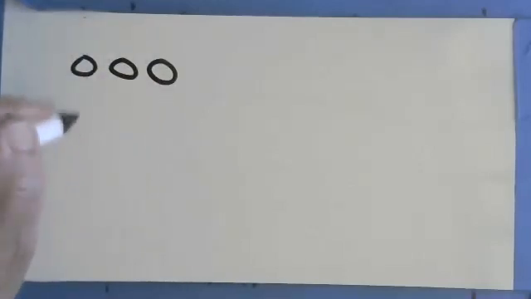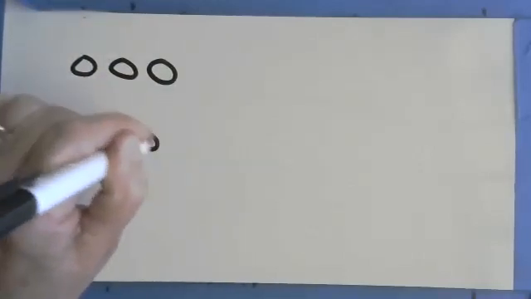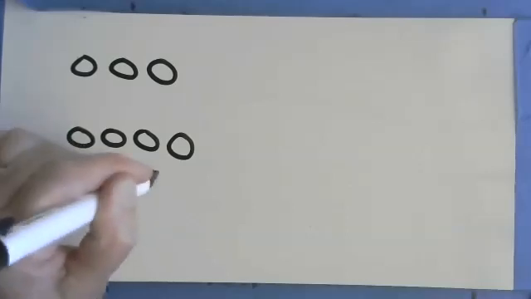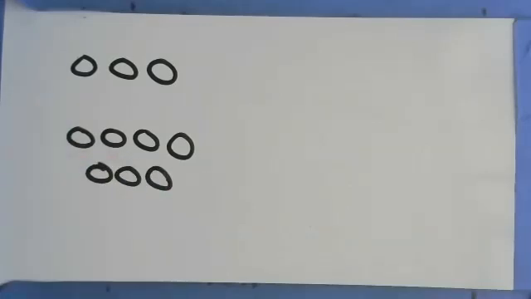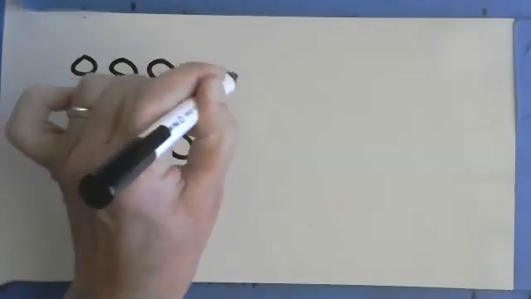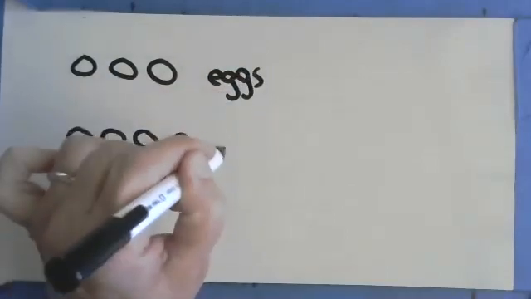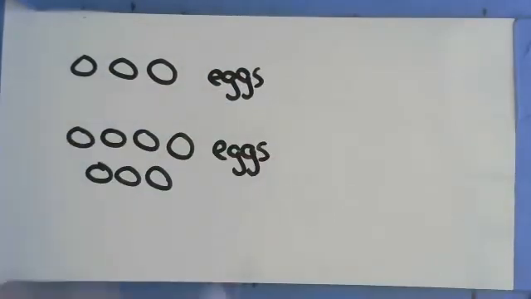For number 3, 3 eggs for pancakes and 7 eggs for French toast. So here are 3 eggs for pancakes, and here are 7 eggs for French toast. Now what's crucial in this problem is paying attention to how you label them. If you just call them eggs, then we're not really seeing a difference in the quantities. We have 3 eggs, we have 7 eggs.